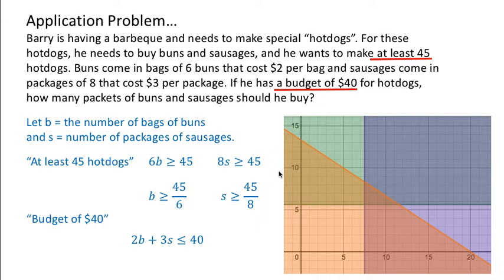Okay, so what can Barry do? Well, he can do anything in this little region here. So this little triangle here, we call that the feasible region. What can he do? He can do anything that fits in this triangle. So let's zoom in on that triangle.